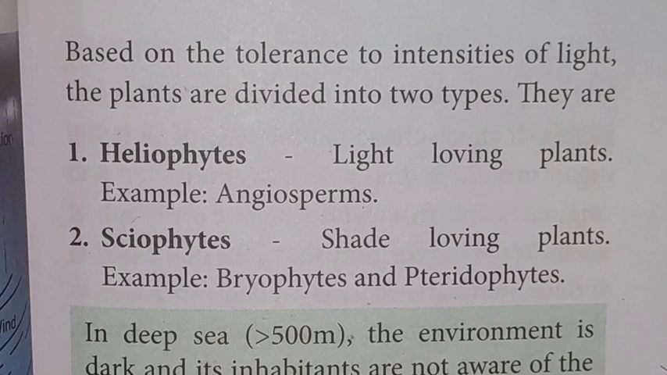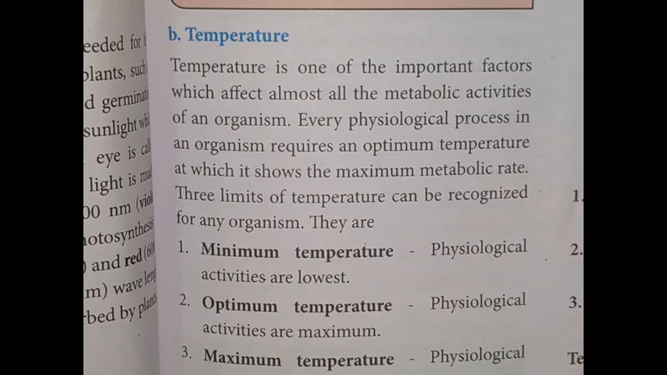Based upon the tolerance of intensity of light, the plants are divided into two types. They are heliophytes. Heliophytes are plants which love light. Examples are angiosperms. Sciophytes, the shade loving plants, are called sciophytes. Examples are bryophytes and pteridophytes.